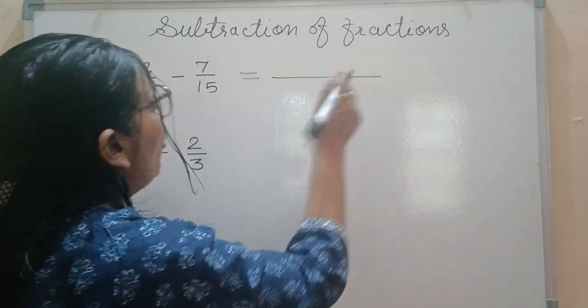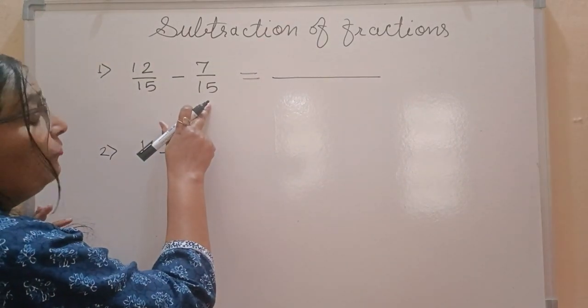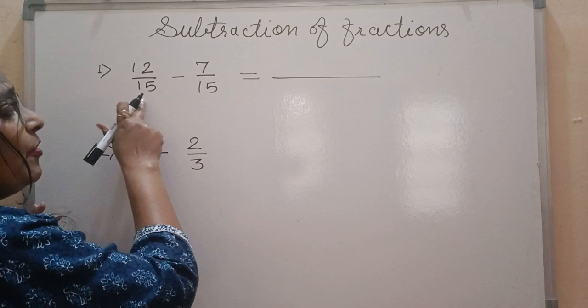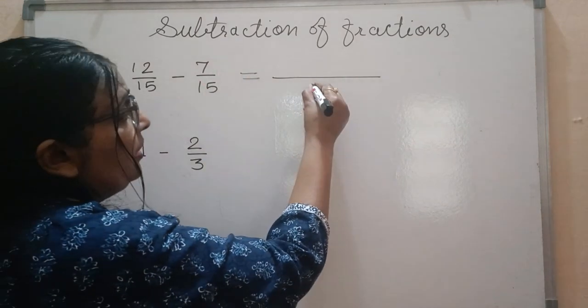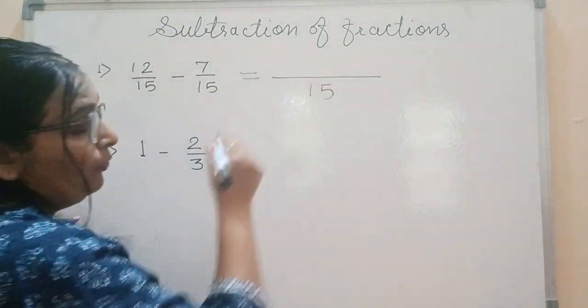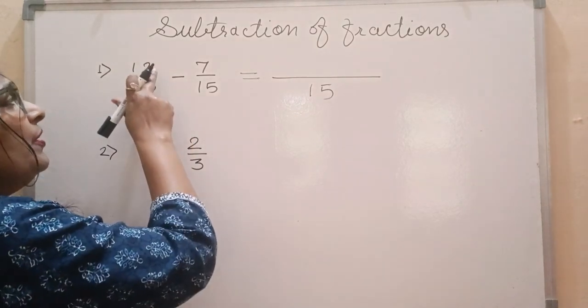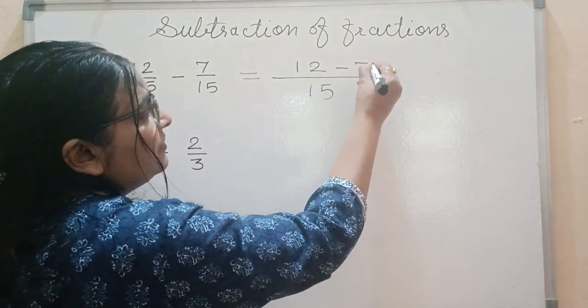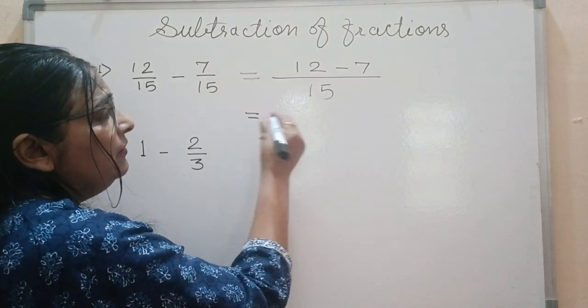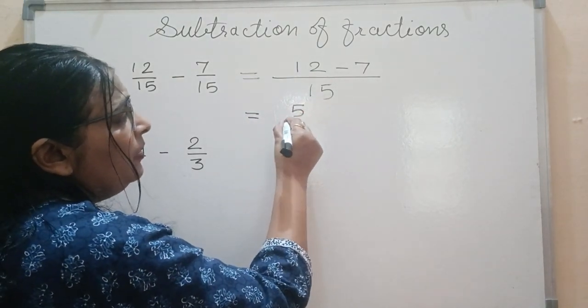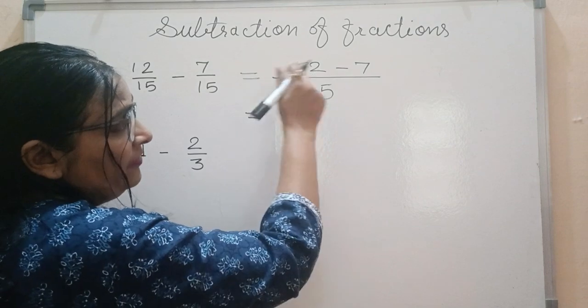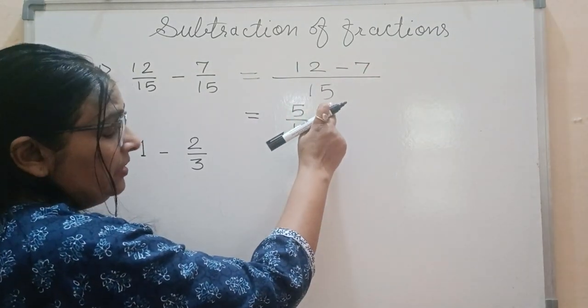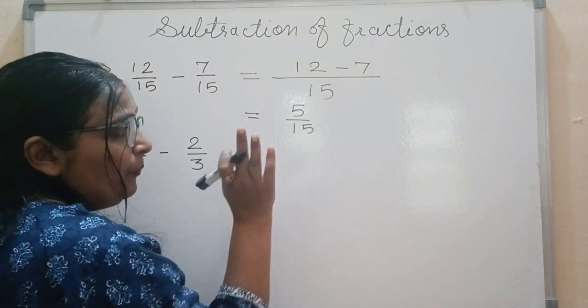So what will be the LCM of this equal denominator? LCM of 15 and 15 will be 15 only. Now subtract numerators. So here 12 minus 7. What will be the answer? 5 by 15. 12 minus 7 is 5 and in denominator 15.